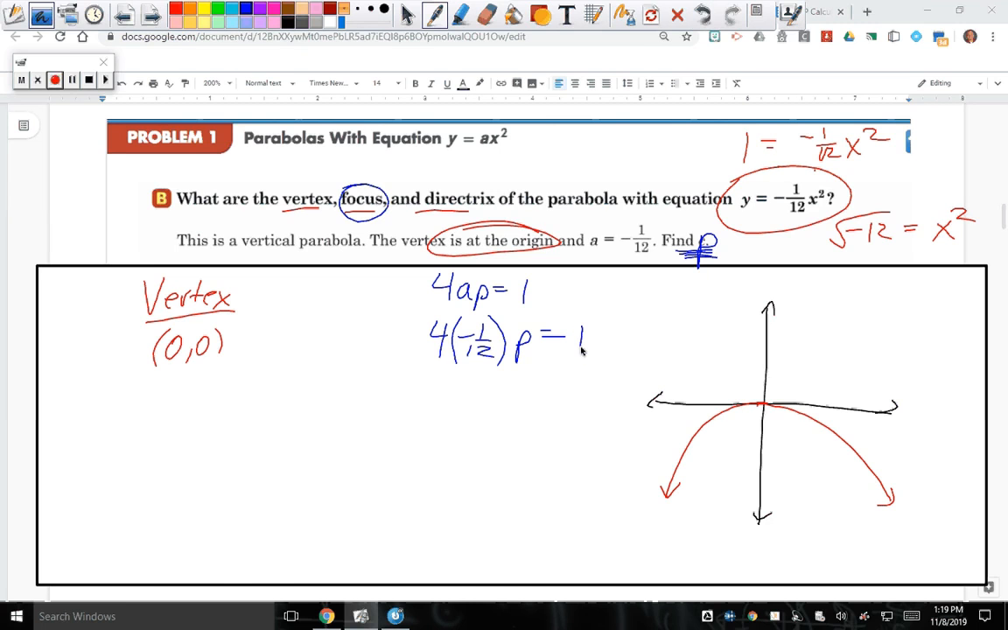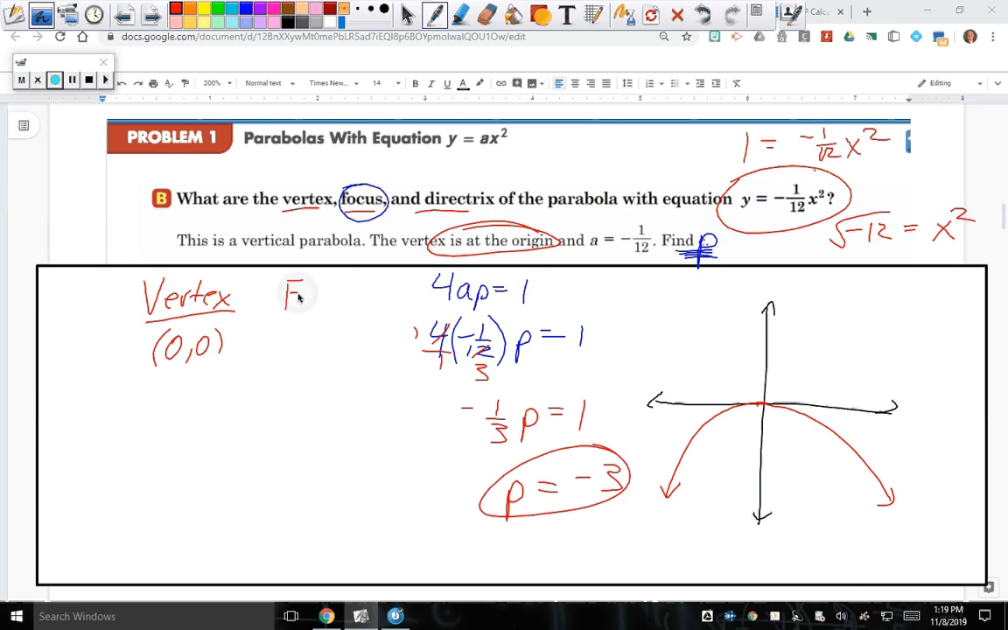So 4 is the same as 4 over 1. This is what I was talking about by doing it by hand, because you'll have non-calculator questions, and fractions you're going to deal with for the rest of the year. This would reduce to a 1 and a 3, so I get -1/3 P is equal to 1. Anyone, what do I multiply both sides by to get P alone? By -3, right? By the reciprocal. So -3 would give me a +1 on the left and this on the right. So yes, the focal length is 3, but I want you to say -3 because it's looking down. Okay, the negative would look down or to the left, depending if it's a horizontal or vertical parabola.